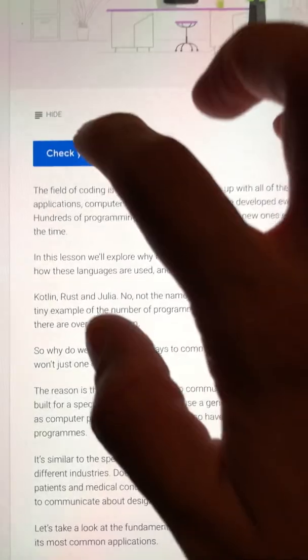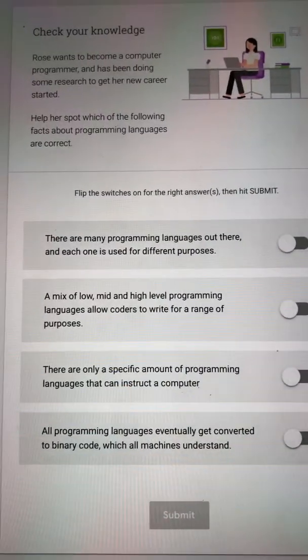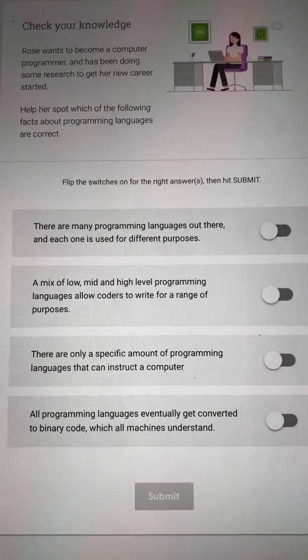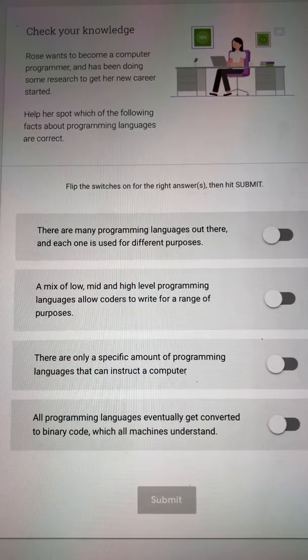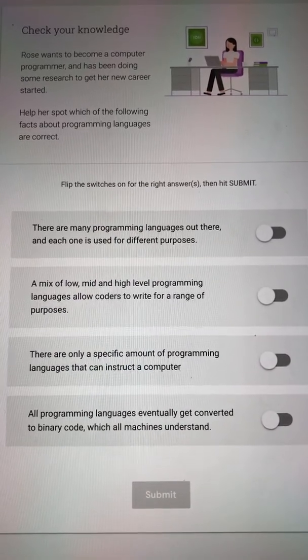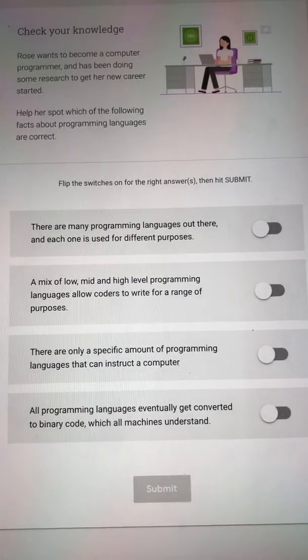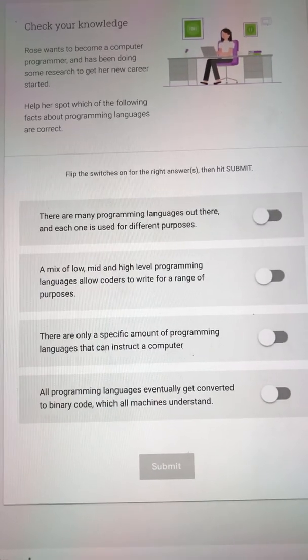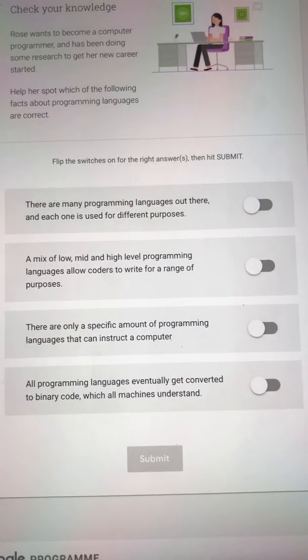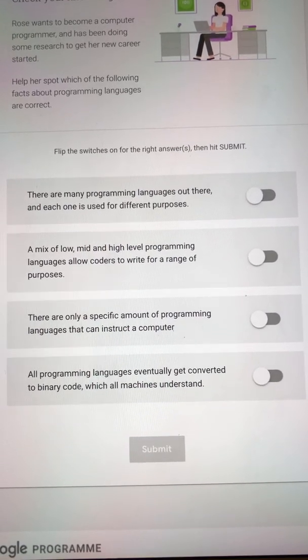So, the chapter is finished. I'm going to check the knowledge. Here, check your knowledge. Rose wants to become a computer programmer and has been doing some research to get a new career started. Help her spot which of the following facts about programming languages are correct. So from here, flip the switches on for the right answers, then hit submit. So the four choices are here.